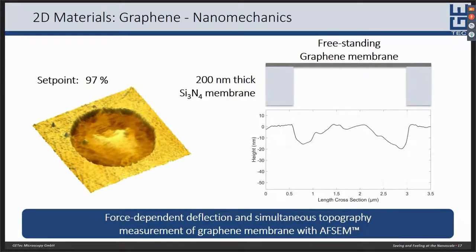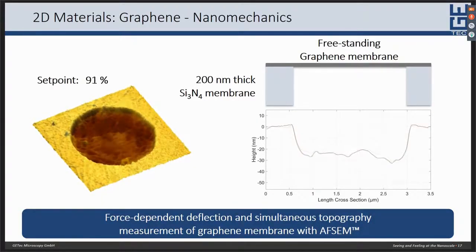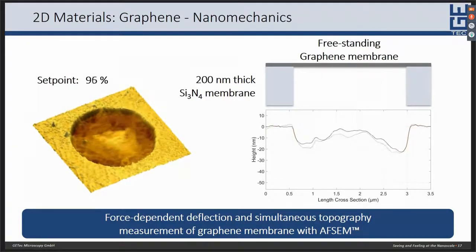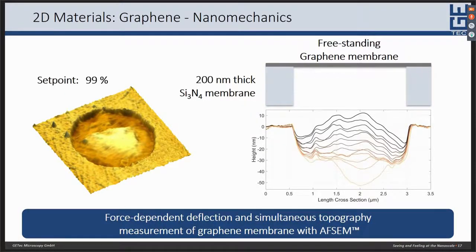However, if the set point is decreased, the membrane starts to deflect under the influence of the scanning tip. And you can now see, if you increase the set point again, that the membrane bends back up and finally reaches its original state again. And this results in an interaction force-dependent cross-section of the graphene membrane, which can be simultaneously studied using the SEM.